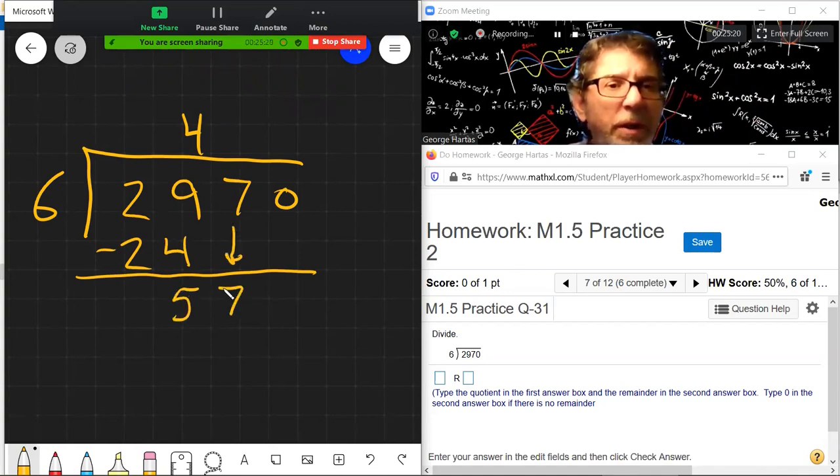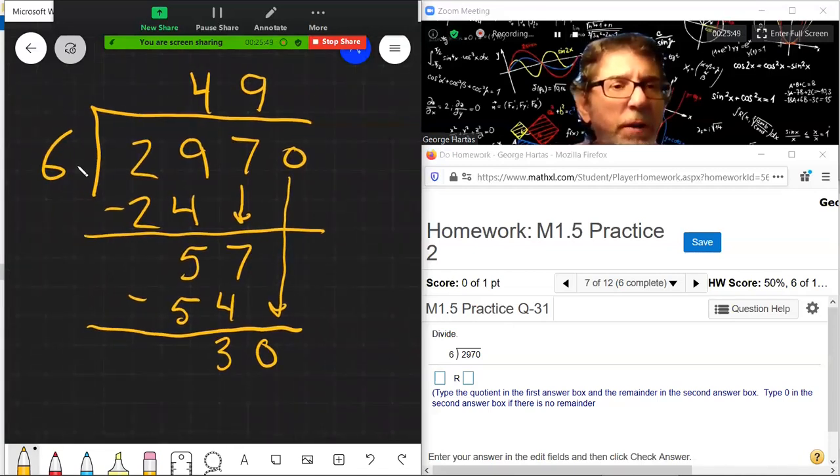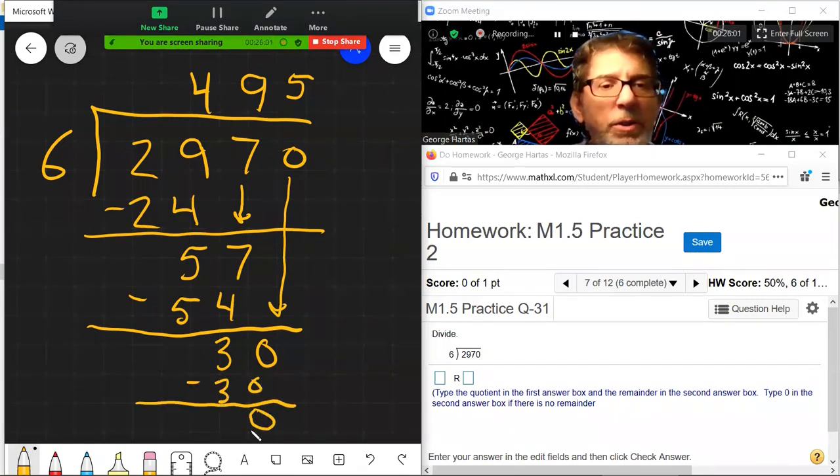Bring down the next number. Divide downwards. 6 divides into 57 9 times. 9 times 6 is 54. Subtract. Bring down the last digit. 6 divides into 30 exactly 5 times, because 5 times 6 is 30. Subtract. Remainder is 0.